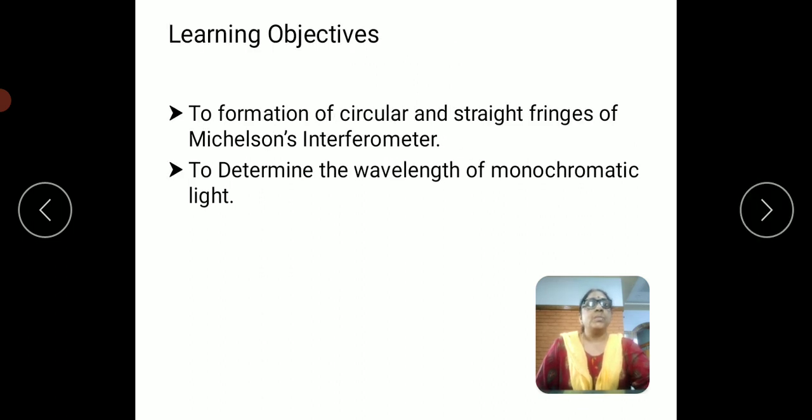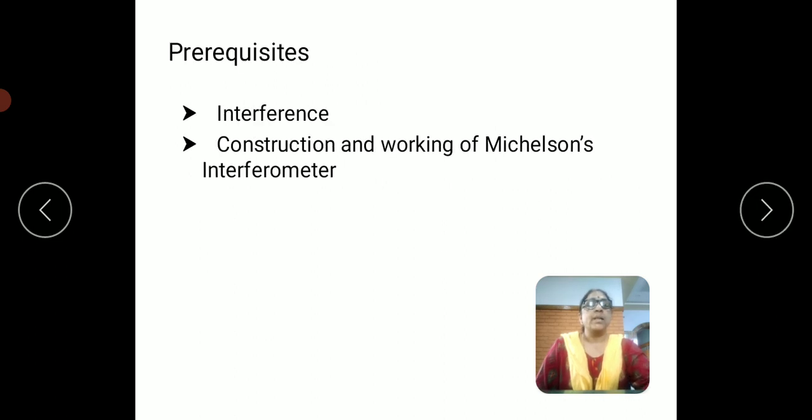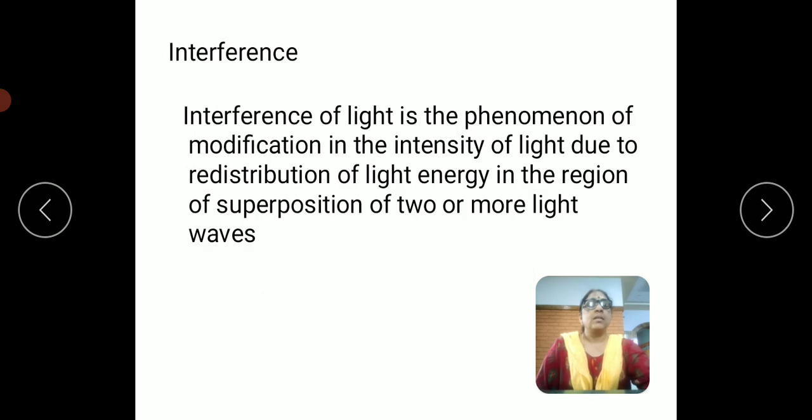So, the learning objective of this session is to produce the circular and straight fringes of the Michelson interferometer and then determine the wavelength of the monochromatic light. We need some prerequisites: interference, and also the construction and working principle of the Michelson interferometer.